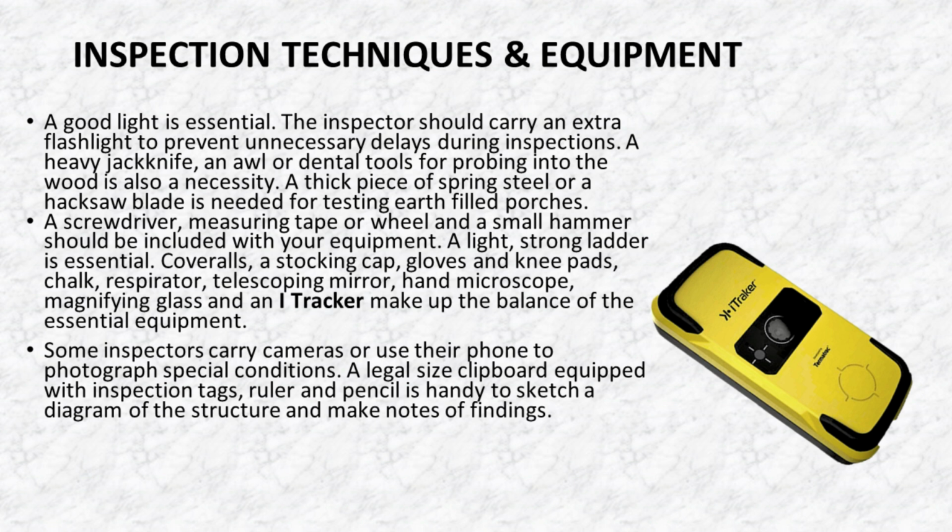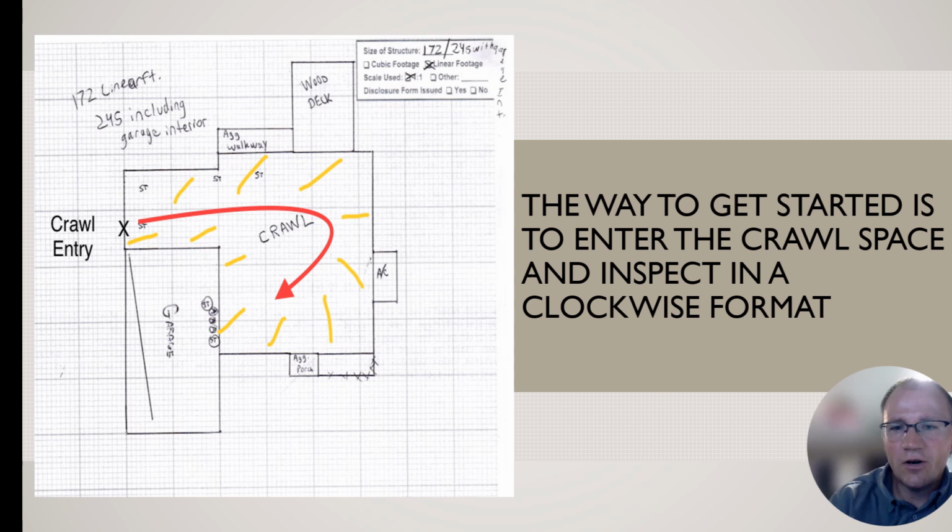Coveralls, a stocking cap, gloves and knee pads, chalk, respirator, telescoping mirror, hand microscope, magnifying glass, and an eye tracker make up the balance of the essential equipment. Some inspectors carry cameras or use their phone to photograph special conditions. A legal-sized clipboard equipped with inspection tags, ruler, and pencil is handy to sketch a diagram of the structure and make notes of findings.